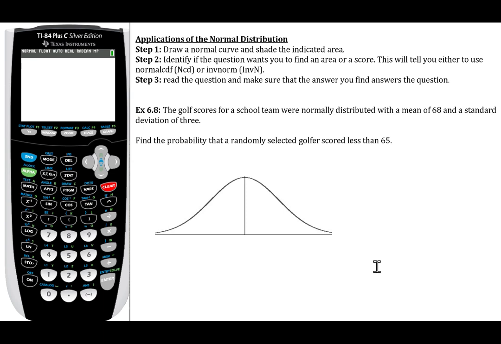First one is to draw a normal curve. For each of these examples in this video, I have a sketch of a normal distribution that we'll add some information to.